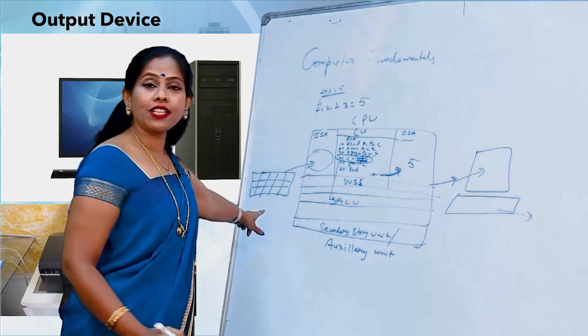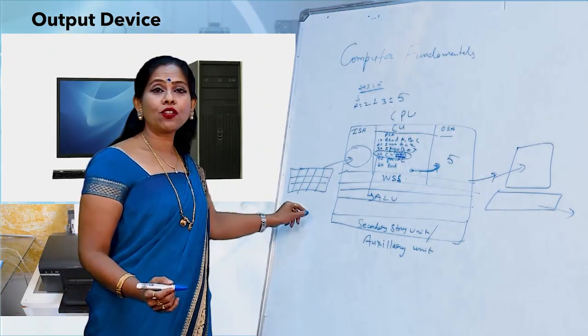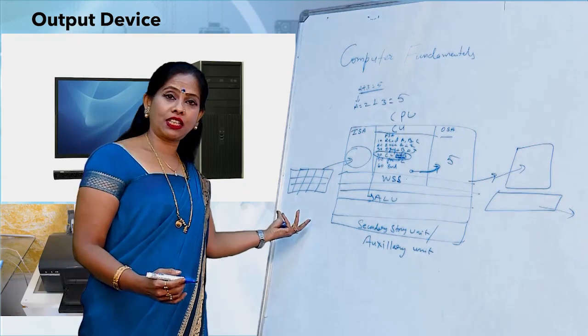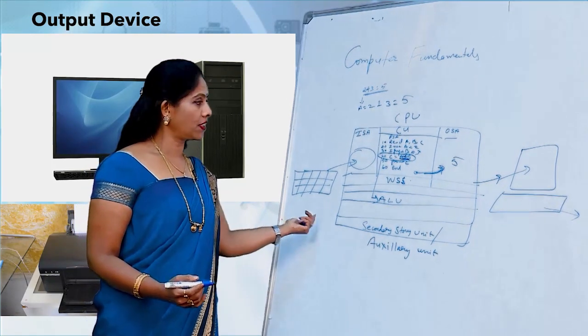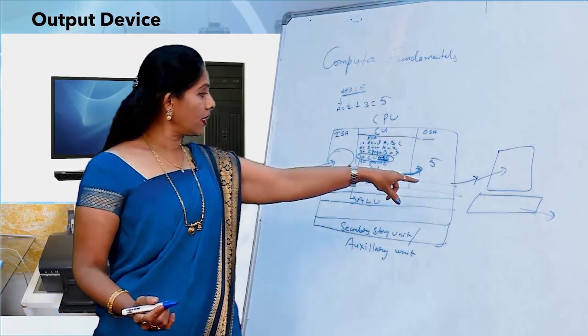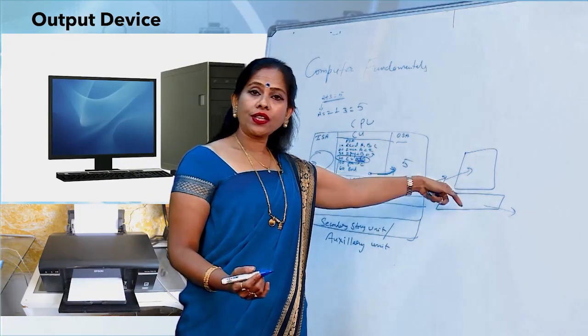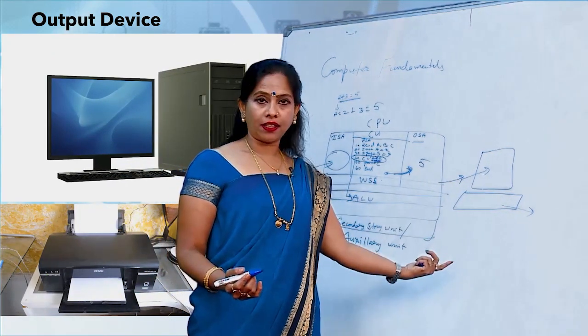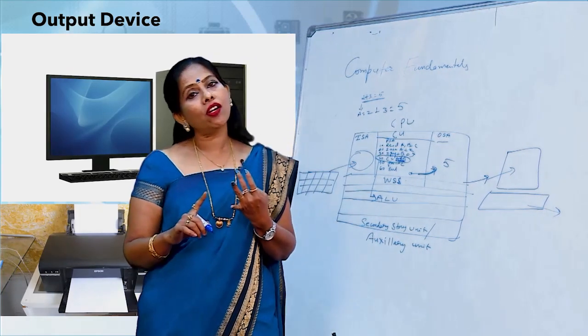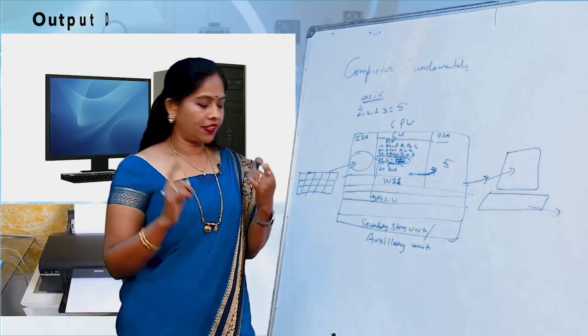Keyboard is your input device because you are entering the data through the keyboard. Now, you are seeing the output in the output device, which is nothing but your monitor, or you can take the printout from the printer. So, monitor, printer, they are all called as output device.